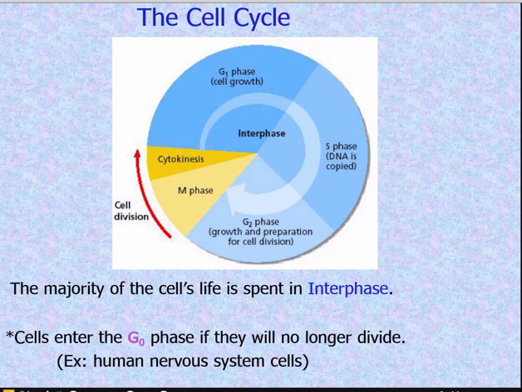Just as an FYI, some cells can enter a phase called the G0 phase if they no longer divide. An example is human nervous system cells. If you get into a car accident and sever your spinal column, it doesn't repair itself because those cells don't grow and divide again. They've entered that G0 phase.